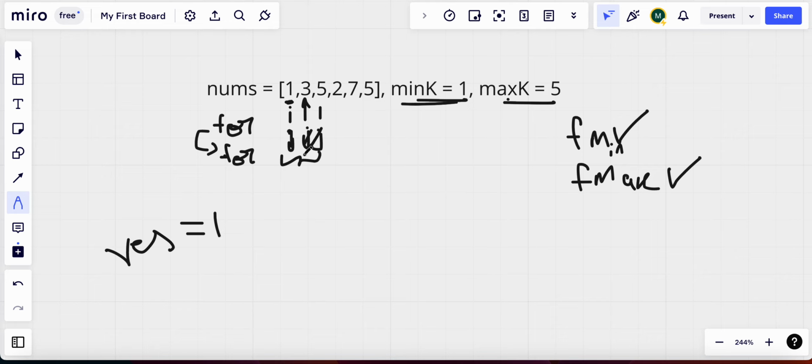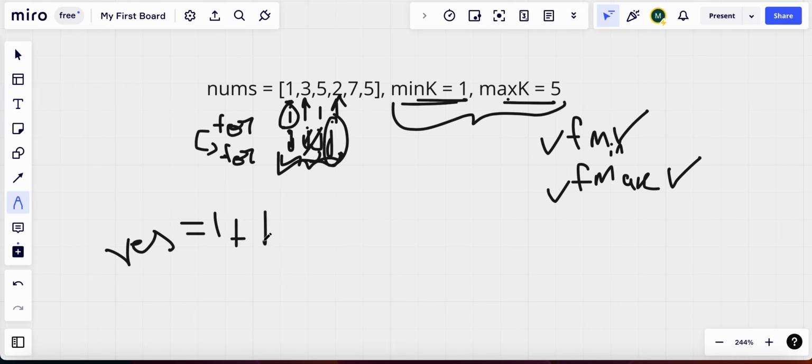So what we do is we keep on moving. Now our j points to this value here, and since this also falls within this range and we have both min and max within this subarray ranging from i equals 0 and j pointing to this index, our result again increases by 1.